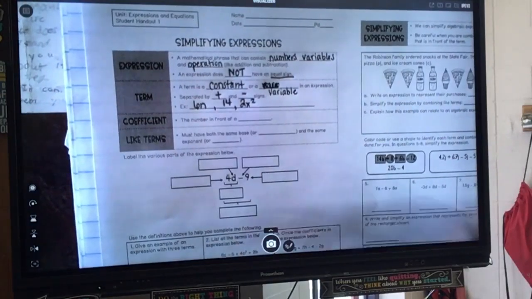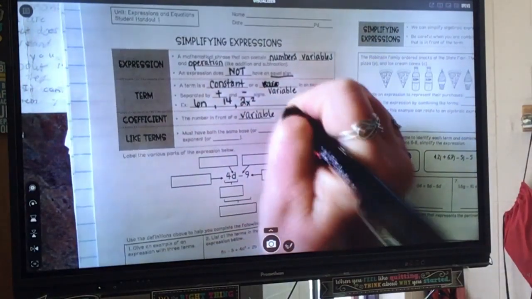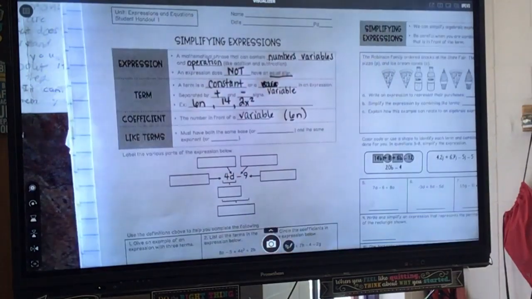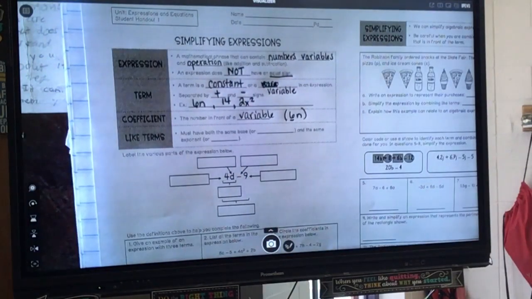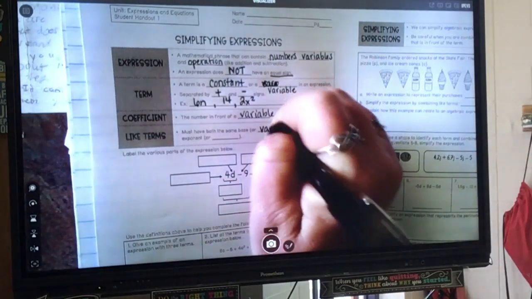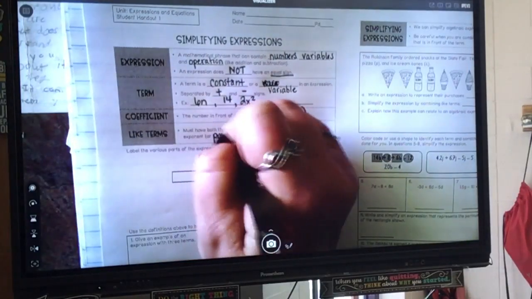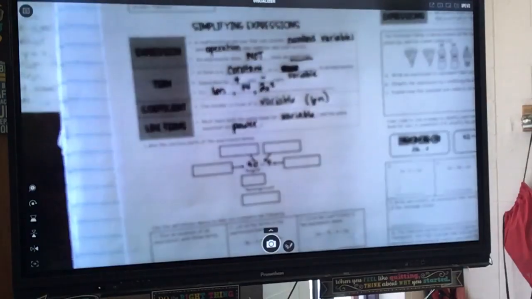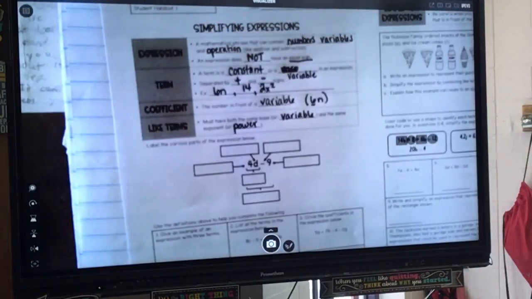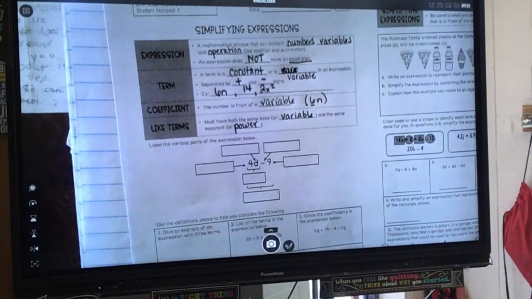All right, so coefficient is the number in front of a variable. So we'll just use this one. This is your coefficient, the 6. And then like terms, it must have the same base or variable and the same exponent or power. So you cannot combine 2x squared plus 3x to the third. You cannot combine those two.